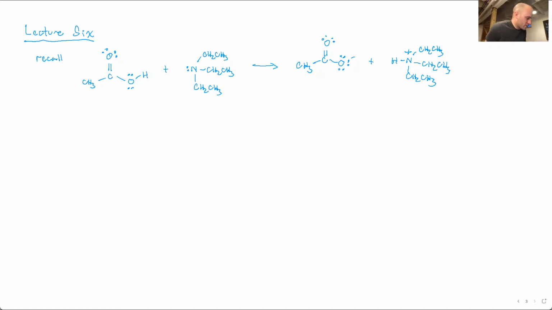We're starting lecture 6 here, and what I've drawn is the reaction that we left off with in the last lecture. So the reaction of acetic acid with triethylamine. And that reaction forms acetate and triethyl ammonium ion.